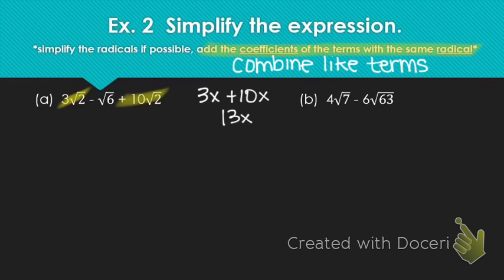Well, guess what? That's exactly what we're doing here. We're going to add the coefficients, leave the radical piece alone. So what is 3 times the square root of 2 plus 10 times the square root of 2? 13 times the square root of 2, and then we bring down what we have not used, which is the minus square root of 6. Now, can we combine anything else? Are there any other like terms? No. Then this is our final answer.